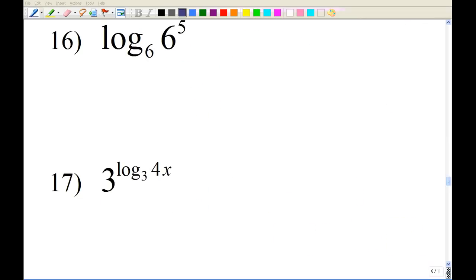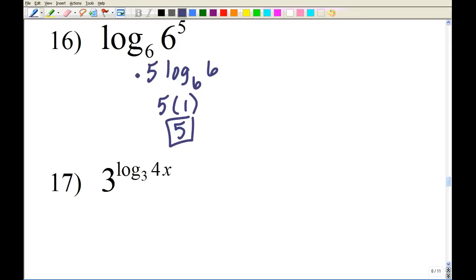Log base 6 of 6 to the 5th. Okay, to simplify this one, you can know what the answer is instantly whenever you have a log of a base that matches what it's being taken of. So log base 6 of 6 just equals 1. So in a roundabout way, that cancels. But if you want to remember why, remember an exponent you can move to the front. So you have 5 times log base 6 of 6. Well, that just equals 1. So here we have 5 times 1, which is just 5. But if you want to take the shortcut, instead of writing it out, log base 6 of 6 cancels out to 1, so you're just left with that exponent of 5.